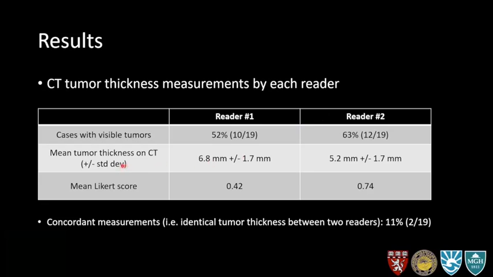The mean tumor thickness measurement by reader number 1 was 6.8 millimeters, and for reader number 2 it was 5.2 millimeters. The mean Likert score was also low for both readers; reader number 1 reported 0.42, and reader number 2 had 0.74. Just to remind you, the Likert score of 0 is not confident and 1 is less confident. Only 2 out of 19 cases, or 11% of the cases, had concordant measurements, i.e. identical tumor thickness as measured by both readers.